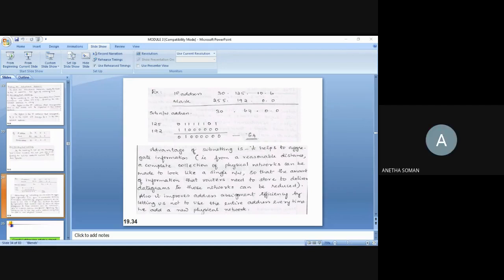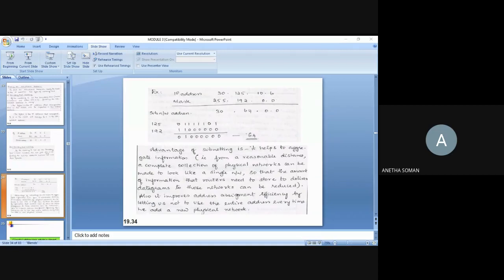Yes. Now, what are the advantages of this subnetting process? Very, very important. Sometimes it might be asked in the exam. What is the advantage of subnetting? The first one, you have to write it in these terms only: it helps to aggregate information. Aggregate means combining several separate elements, which you can do with the help of subnetting. The meaning is you will have a collection of physical networks, and they can be made to look like a single network.